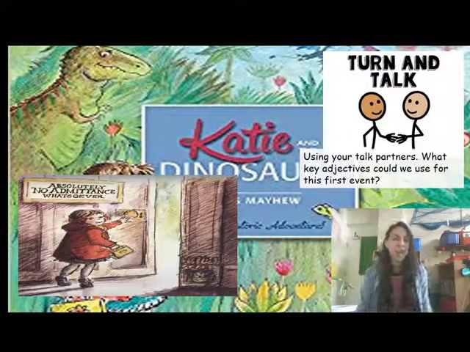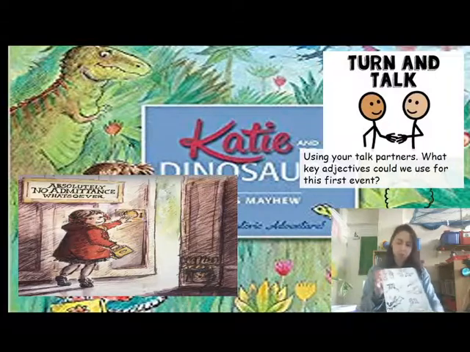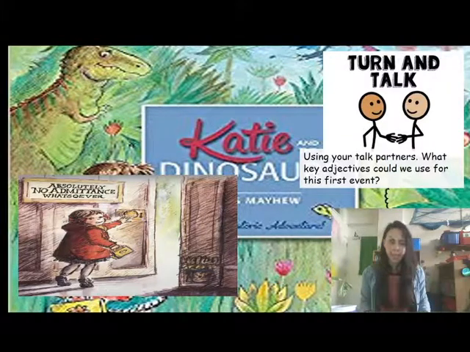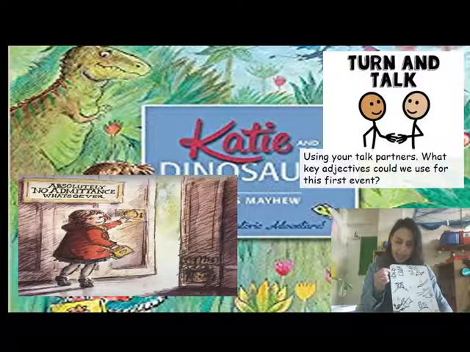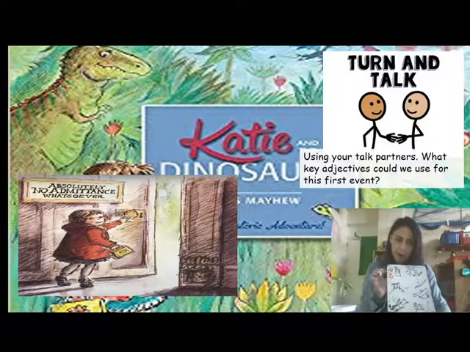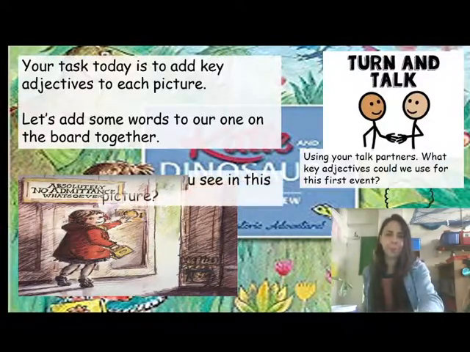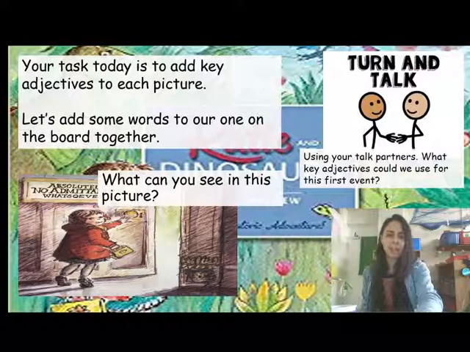Okay. Next we are going to add some adjectives to the story maps that we drew yesterday. Okay, so our first picture that we drew was Katie creeping through that door. So you can see Katie opening that door in the picture, can't you?